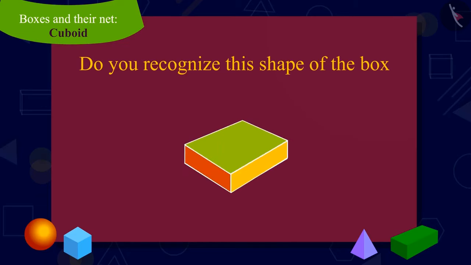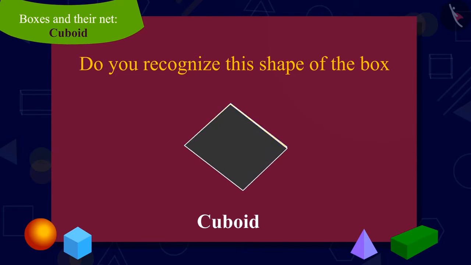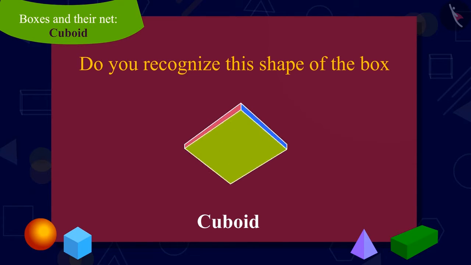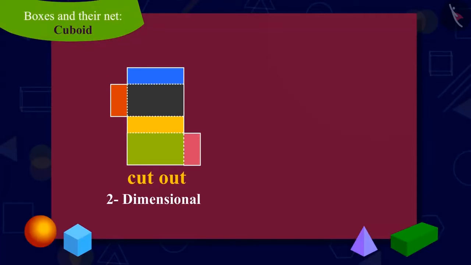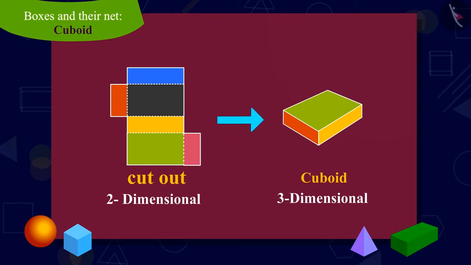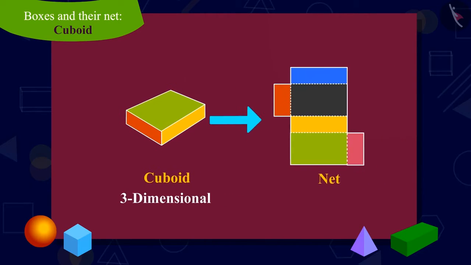Do you recognize this shape of the box? It is a cuboid. Every face of a cuboid is rectangular. Do you know that two-dimensional shapes like the cutouts of this cardboard, which when folded we make three-dimensional shapes like the cuboid? This is called the net of the shape.